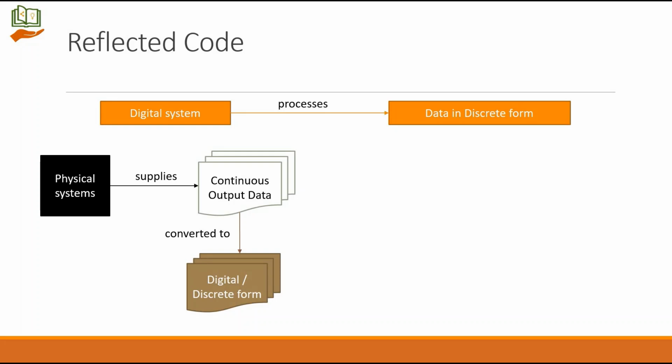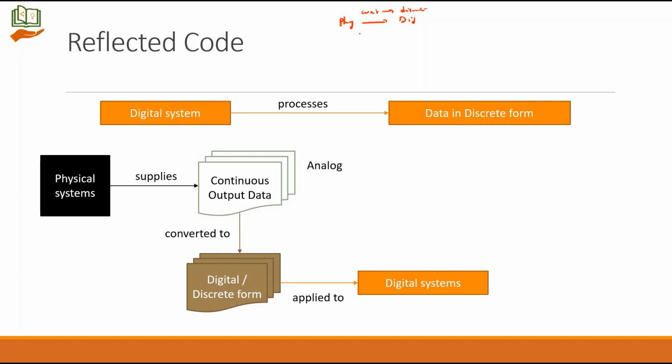If it is discrete, it is digital, or if it is digital, we can say it's discrete, because digital systems are going to operate on discrete elements. So this digital data is applied to the digital system. When we have value from physical system to digital system, we always have a conversion of continuous data to discrete data. What is continuous data otherwise called? It is analog form of data, and this discrete form of data is the digital data.